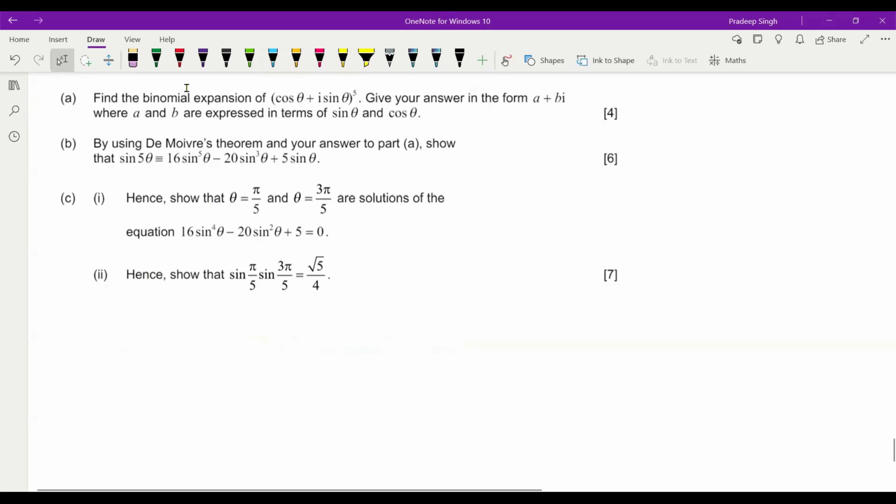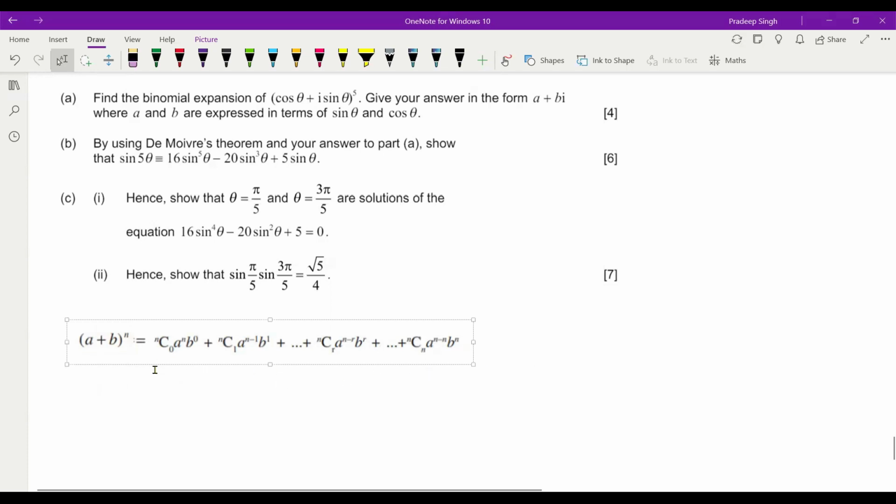In part A of the question, we are supposed to find the binomial expansion of (cos θ + i sin θ)^5. Before we do that, let's write down the basic binomial expression. So here we go. If we have (a + b)^n, this is how the binomial expansion looks.